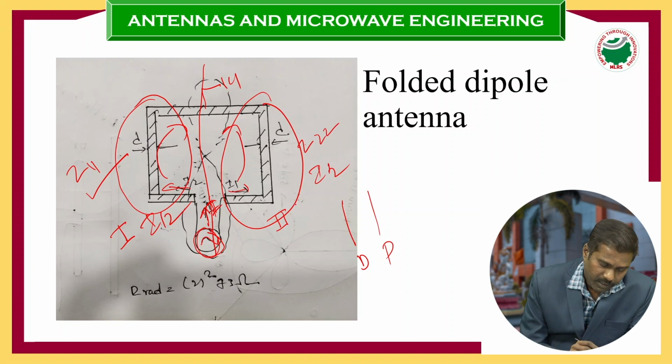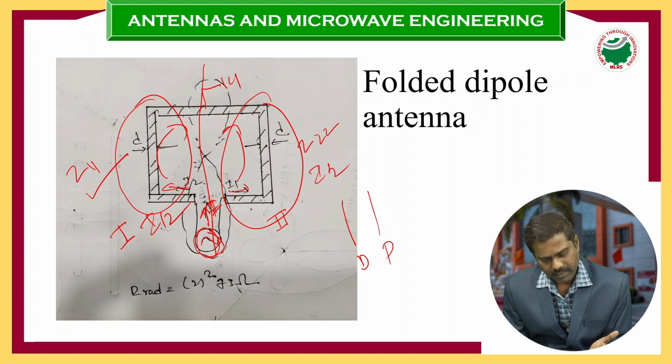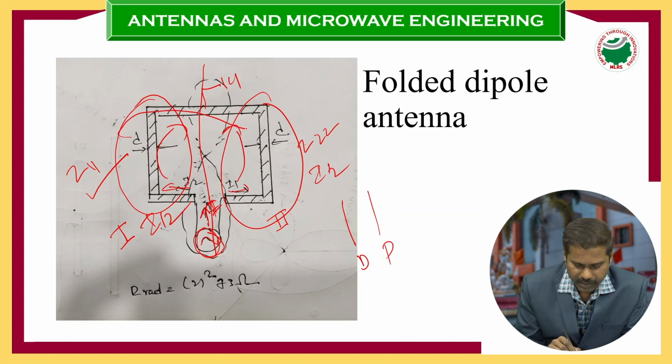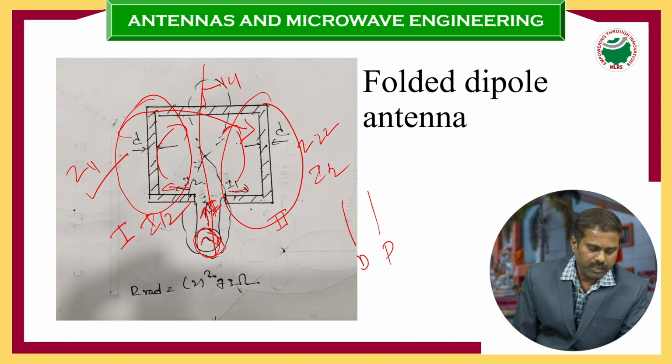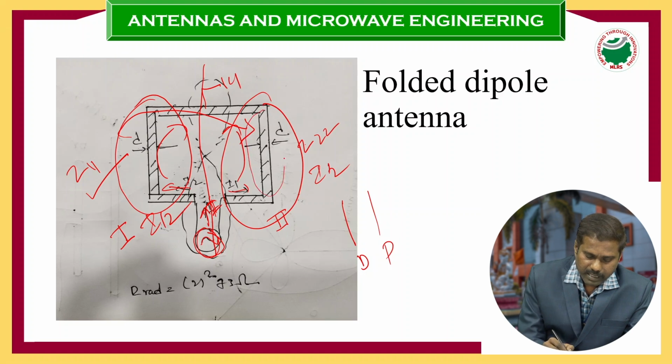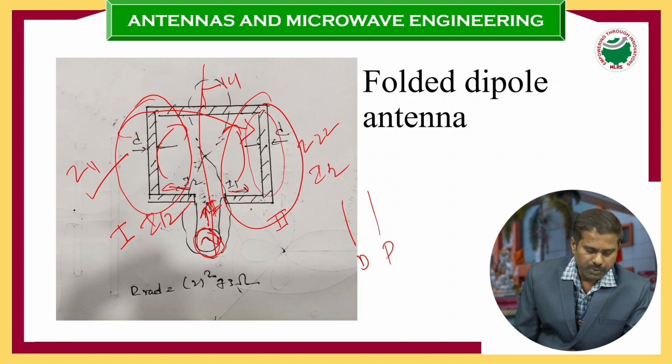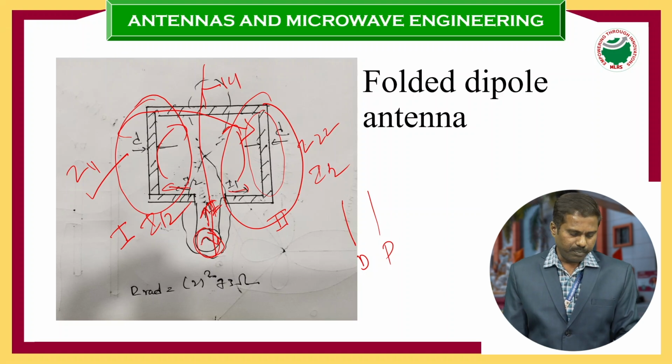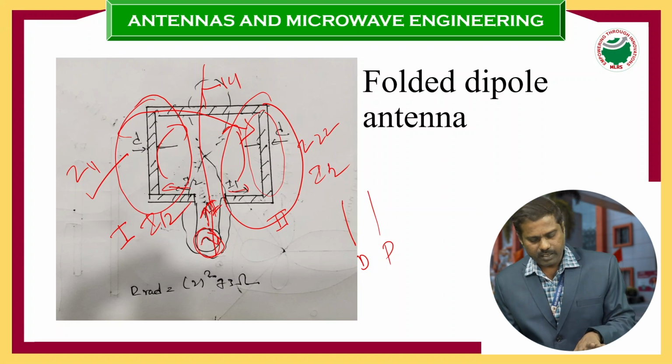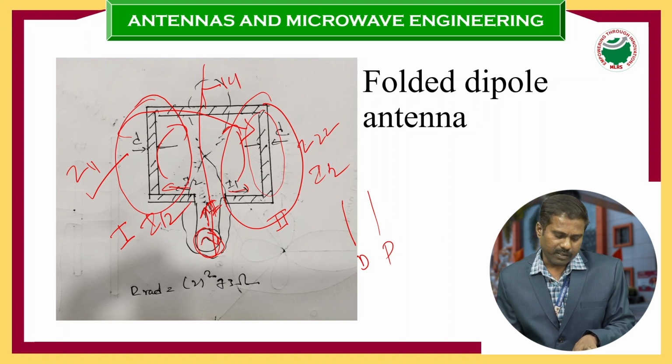The second, due to mutual impedance, whatever radiation is generated by the first one will be incident on the second one. Whatever the self-generated radiation is, that will be incident on the second one. When the second one also gets excited due to the first one, that means the self-impedance of the first radiation is incident on the second radiator.